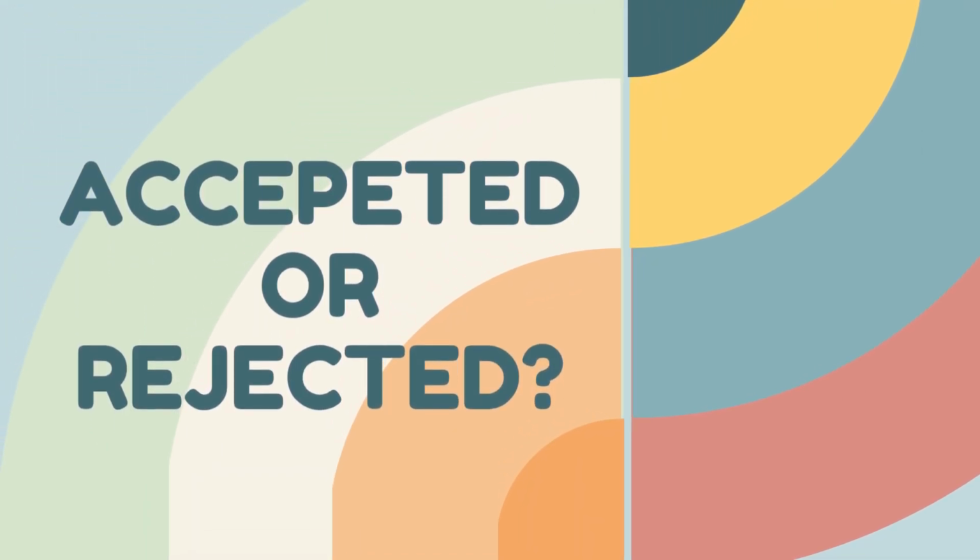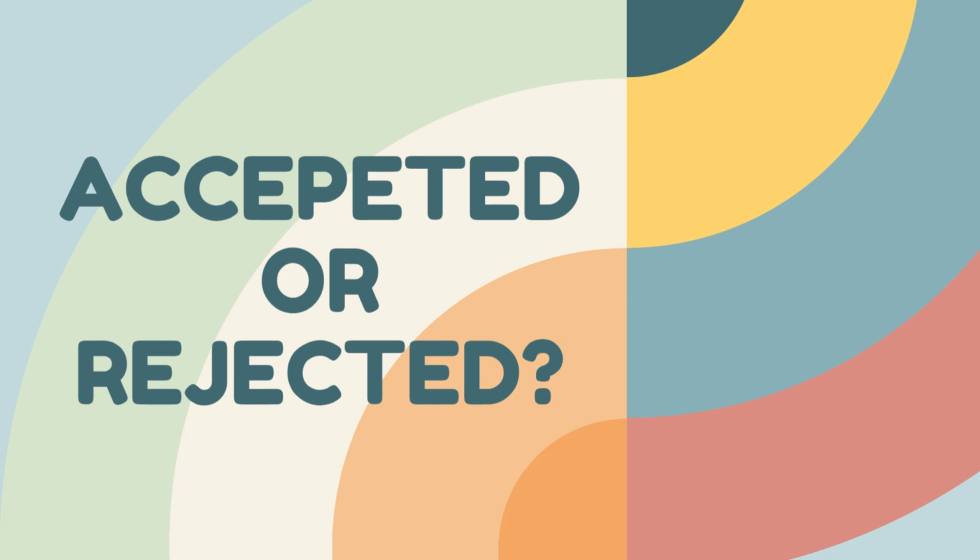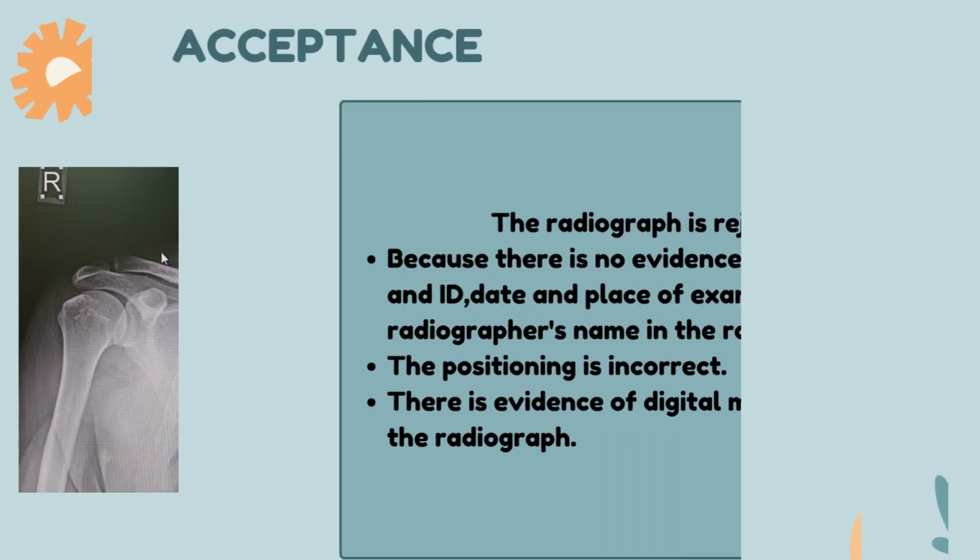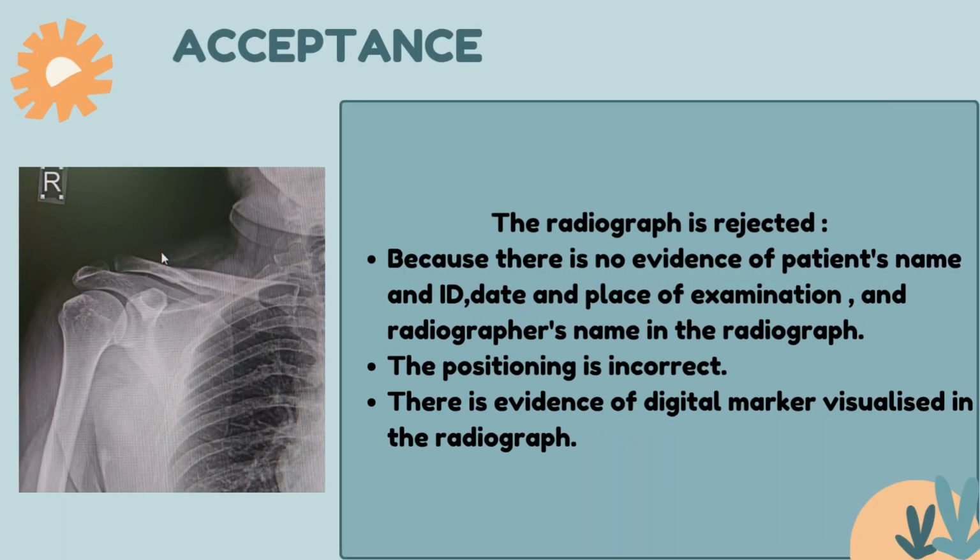So as a summary, should this radiograph be accepted or rejected? This radiograph is rejected because there is no evidence of patient's name and identification, date and place of examination and radiographer's name in the radiograph. The positioning is also incorrect and there is evidence of digital marker visualized in the radiograph.